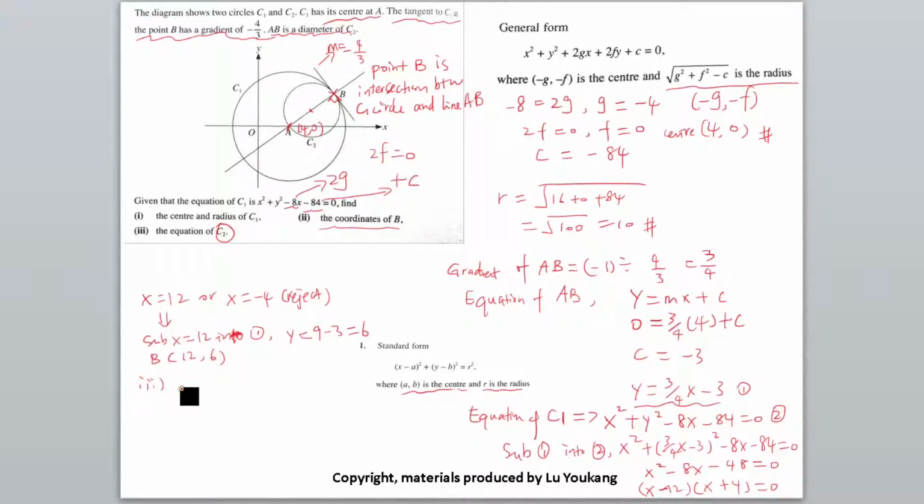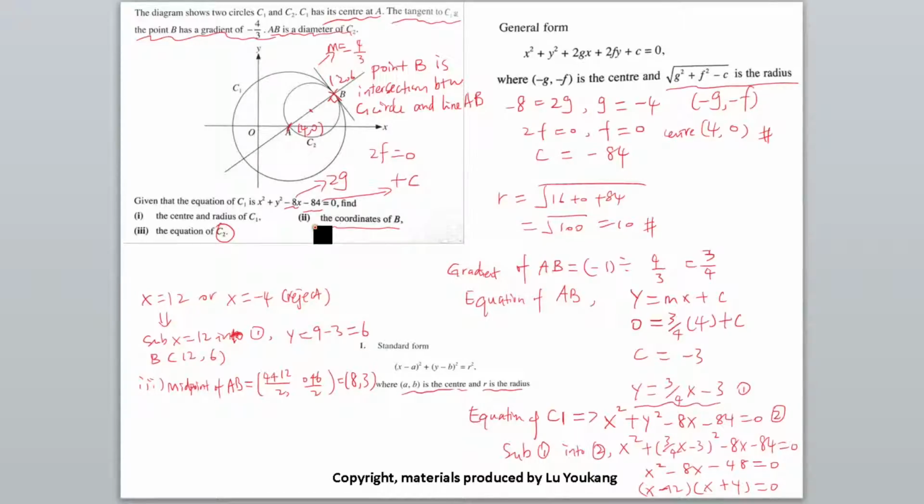So the center point of C2 is the midpoint of A and B, right? Because AB is actually the diameter of your circle C2. So the midpoint of AB is easy. The midpoint of AB equals (4 plus 12) over 2, comma, (0 plus 6) over 2. And you get the midpoint of AB equals (8, 3). And let me correct some of the minor mistake there first.